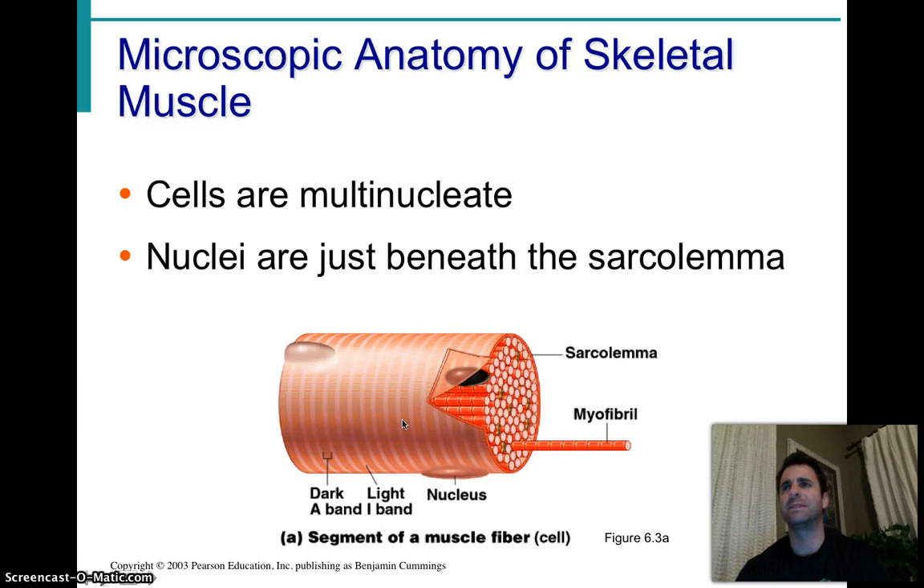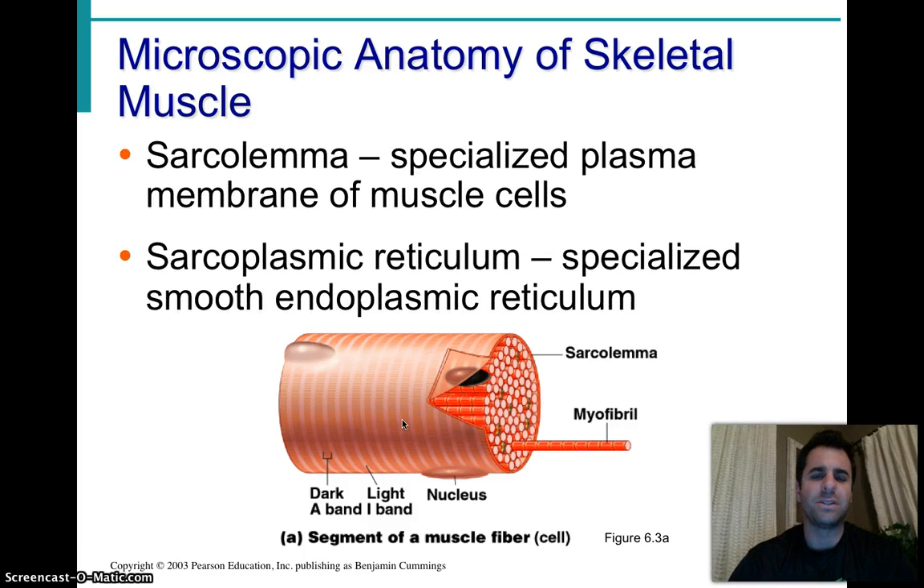The sarcolemma is kind of the equivalent to the periosteum, where we saw the connective tissue wrapping. Here we have connective tissue wrapping around the muscle. So the sarcolemma, as I said, is a specialized plasma membrane of the muscle cells. And inside that, there's one organelle that's different from what we normally see, and that's called the sarcoplasmic reticulum. This is a type of smooth ER, or smooth endoplasmic reticulum, and you'll see later that it stores calcium.